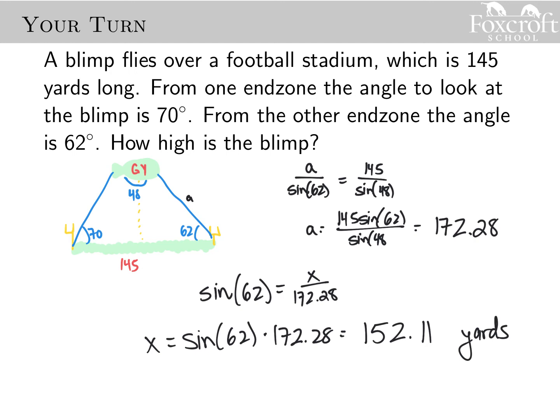And here's the answer I came up with. So just to be a little different, I found the right-hand side, this A value, using the law of sines. I figured out that this side length here is going to be 172.28 yards. And then now that we know this side length, we can use that to figure out the height using just our normal SOHCAHTOA. So opposite over hypotenuse is a sine. Plug all that in, you get 152.11 yards is how high this blimp is.